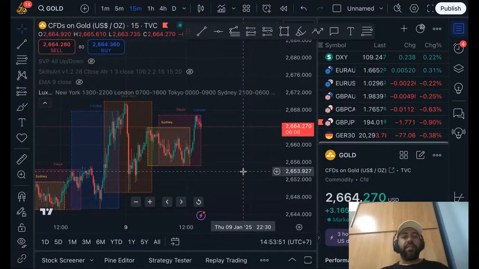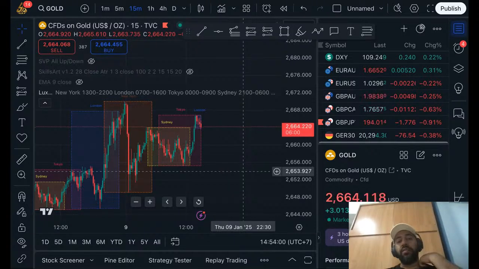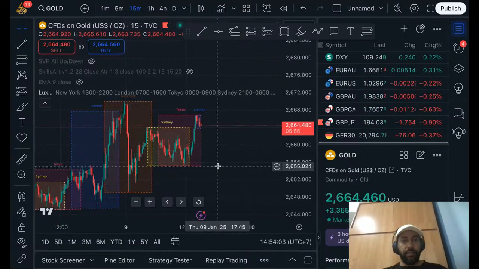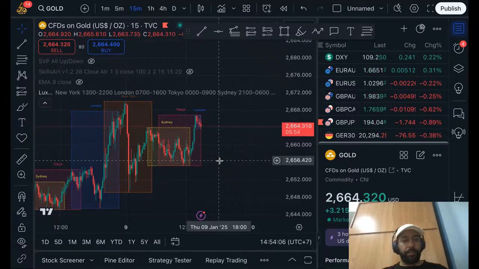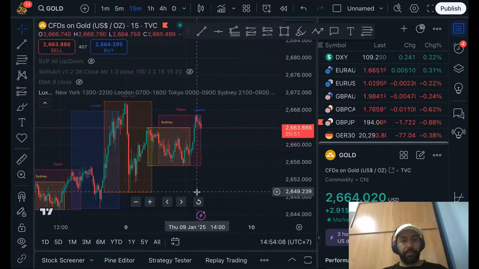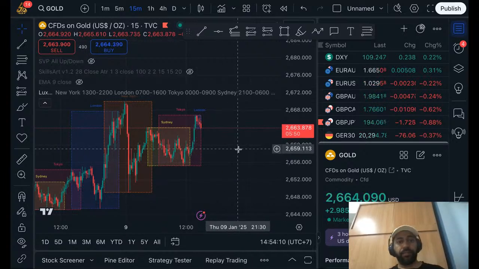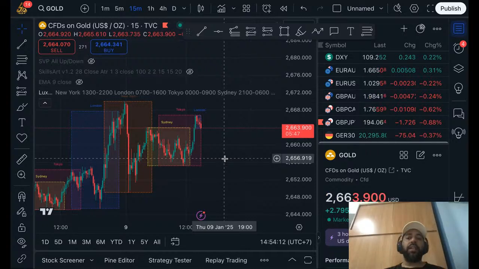So today we are trading between two zones. I'm talking about gold, between 2670 and 2650 basically. For the last 2-3 days, the price was just bouncing between these two areas.